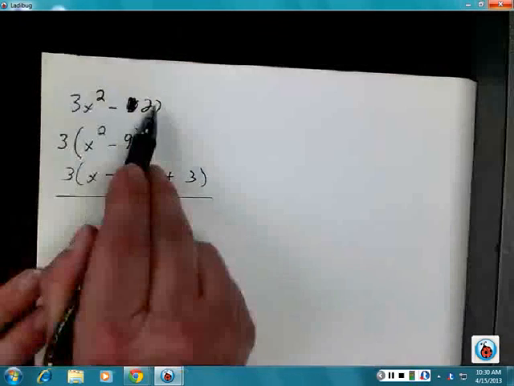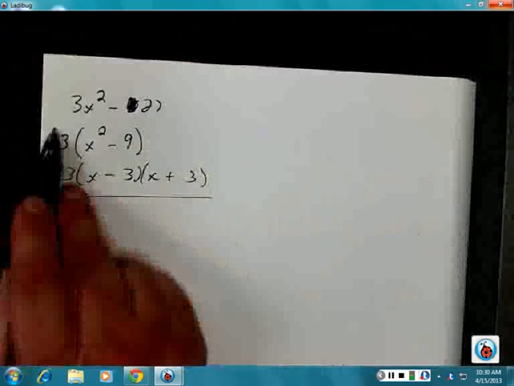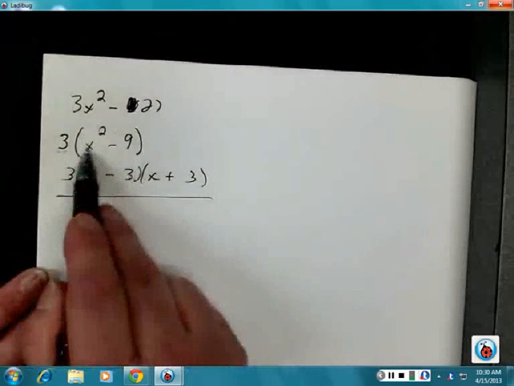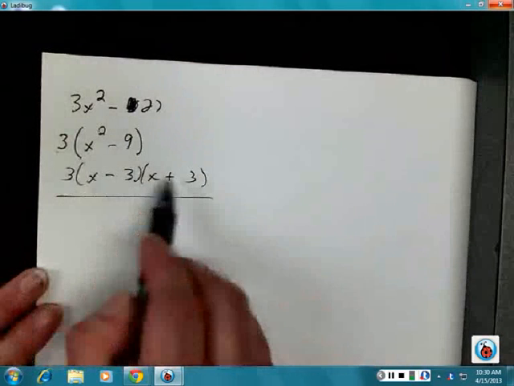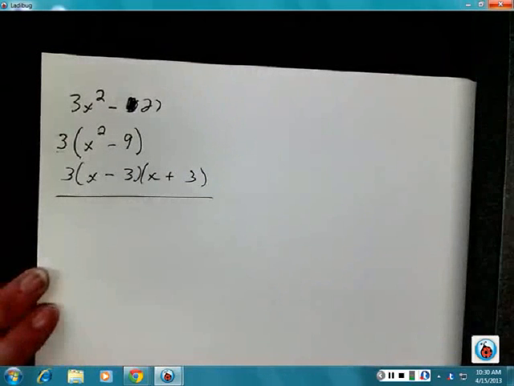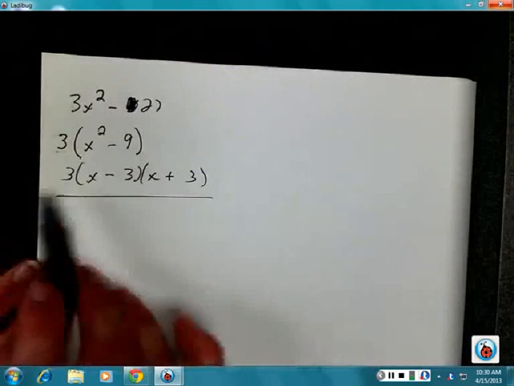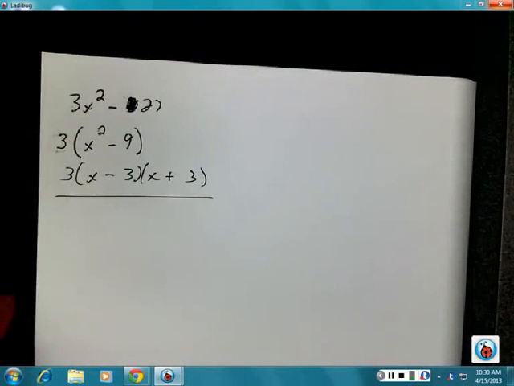Because 3 is common to both 3 and 27, I need to pull it out. That leaves me with x squared minus 9. X squared and 9 are perfect squares, so you're looking for that perfect square stuff. If I have perfect squares, then I can factor it and come up with my answer.